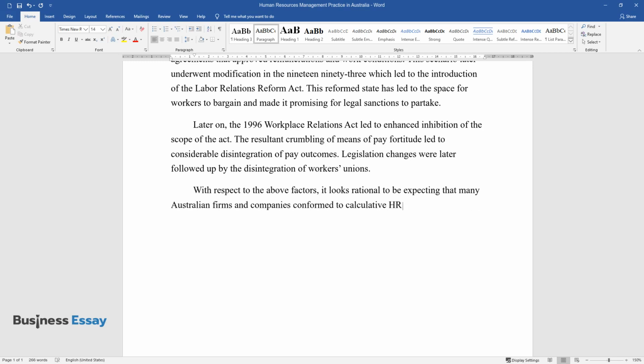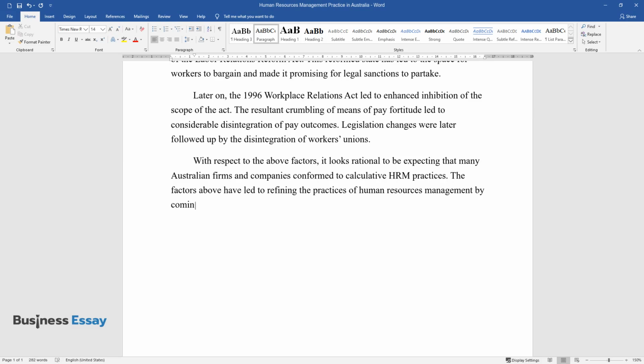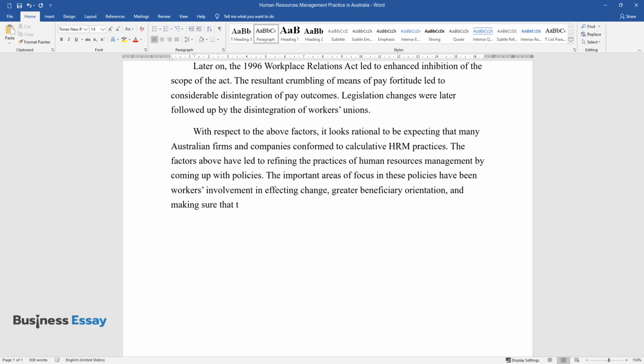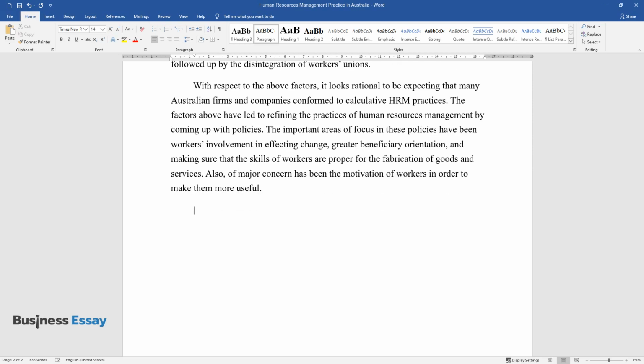The factors above have led to refining the practices of human resources management by coming up with policies. The important areas of focus in these policies have been workers' involvement in effecting change, greater beneficiary orientation, and making sure that the skills of workers are proper for the fabrication of goods and services. Also, of major concern has been the motivation of workers in order to make them more useful.